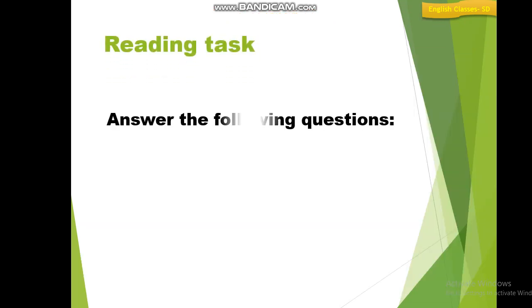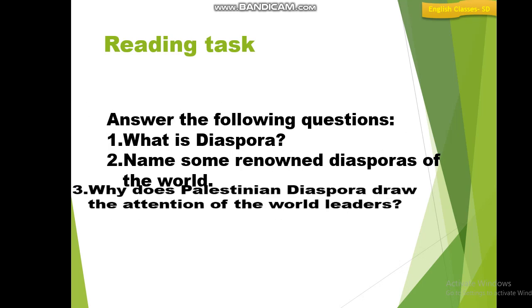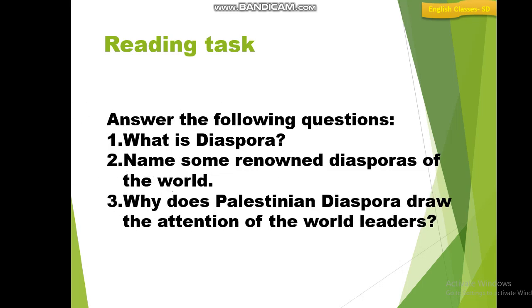Reading the text, answer the following questions. What is diaspora? I think you can understand from the passage. And then name some renowned diasporas of the world. That is a very easy question, I think, for you, if you go through the passage very attentively. Another question is, why does Palestinian diaspora draw the attention of the world leaders? It is also an easy question. Now look at the answers also, and you will believe that these are the easiest questions.